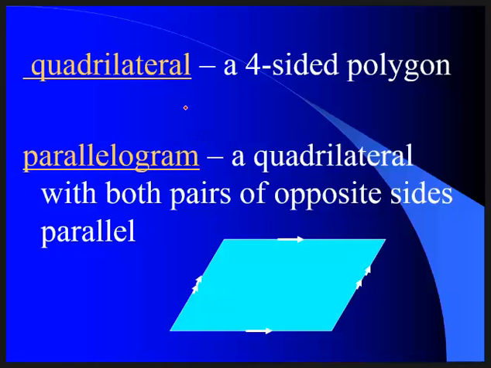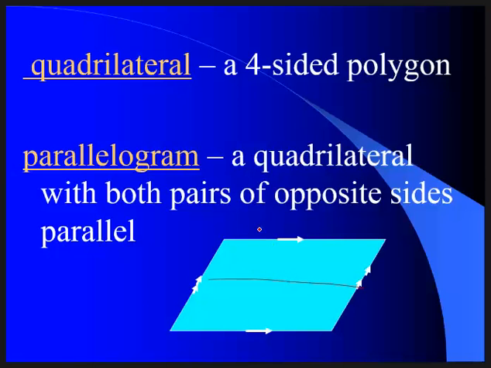Okay, so a parallelogram is a special kind of quadrilateral. It's going to have 4 sides, but there's something special about those sides. And that something special is that both pairs of opposite sides are parallel. Notice our arrow markings here that indicate that these opposite sides are parallel to each other.